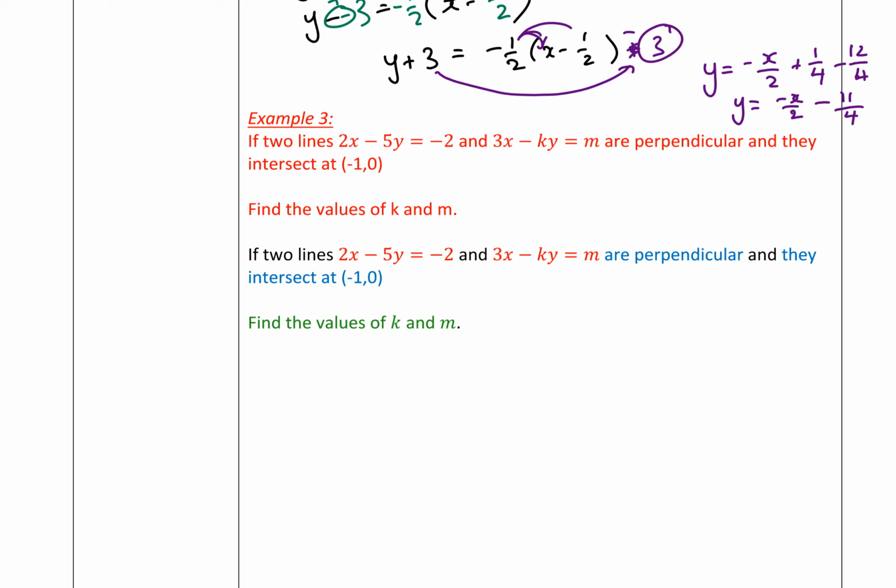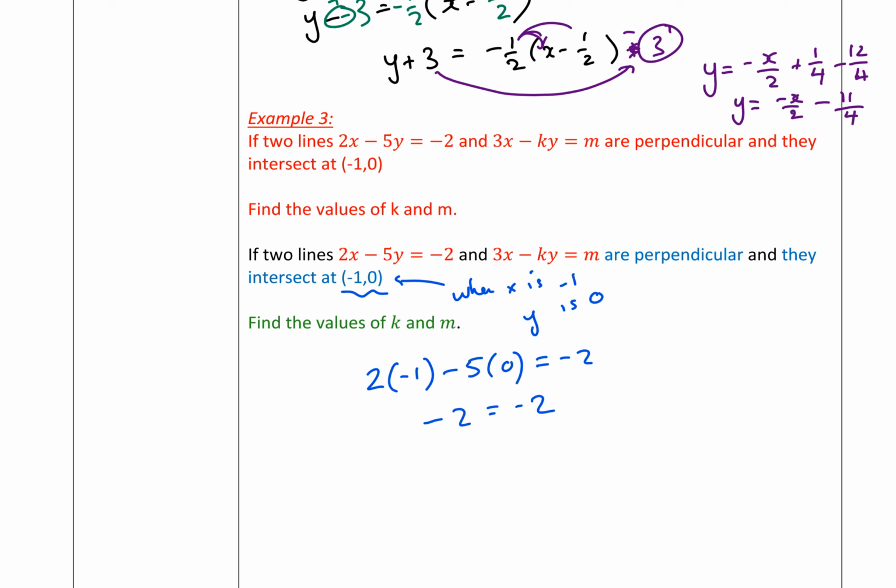Instead, we have to think, what do we know about these 2 things that will allow us to solve just in terms of m and k? Well, I know that they intersect, so they both share the point -1, 0. That's like saying when x is -1, y is 0. So let's sub that in. 2 times -1 minus 5 times 0 equals -2. Well, certainly -2 equals -2, but that doesn't help me.